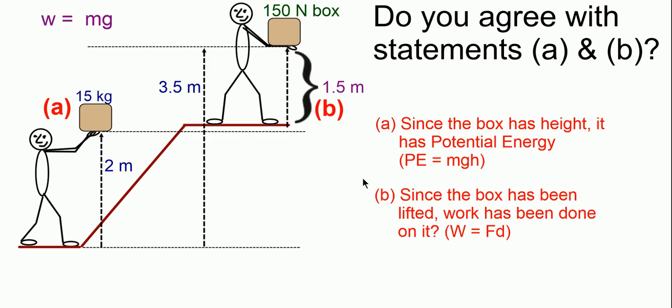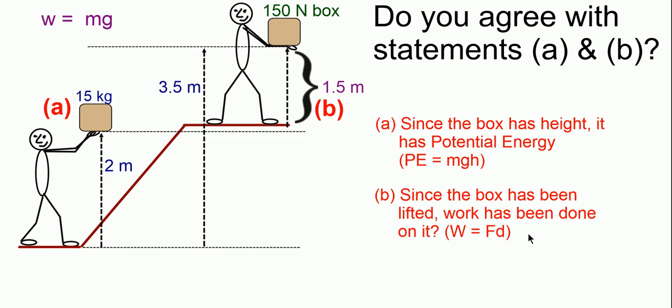All right, now I wonder if you agree with these two statements. A, which is right here: Since the box has height, it has potential energy. Remember the formula for potential energy? Doesn't the box have height? Of course it does. So that's not going to be zero right there. It's going to have potential energy to start. Now, often we start our problems at zero. Here we're not. He will have potential energy when he starts.